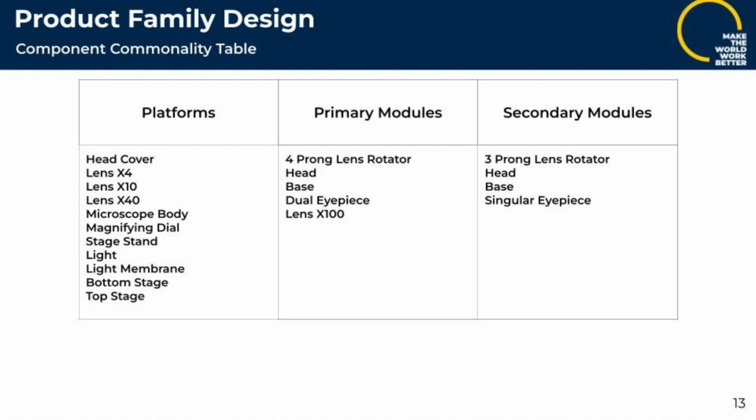This is our component commonality table. The primary variant has 5 modules, while the secondary variant has 4. In the primary, they are 4-prong lens rotator, head, base, dual eyepiece, and lens times 100. In the secondary, they are 3-prong lens rotator, head, base, and singular eyepiece.